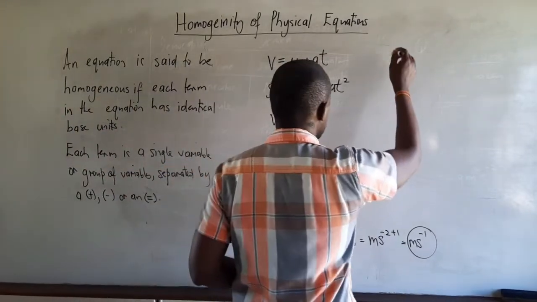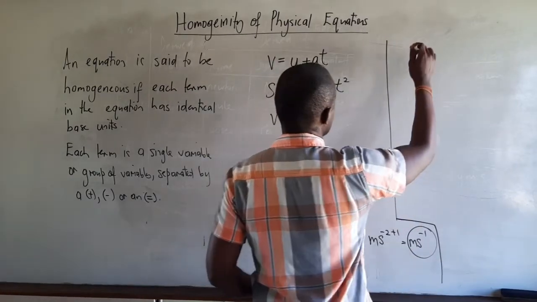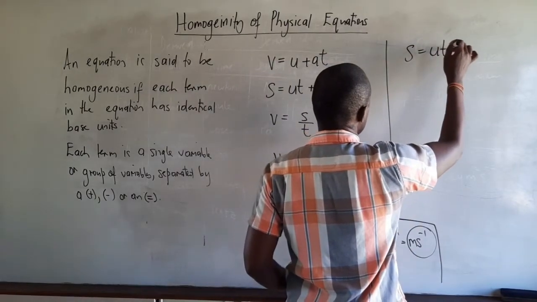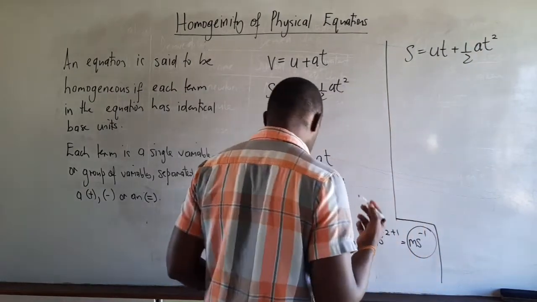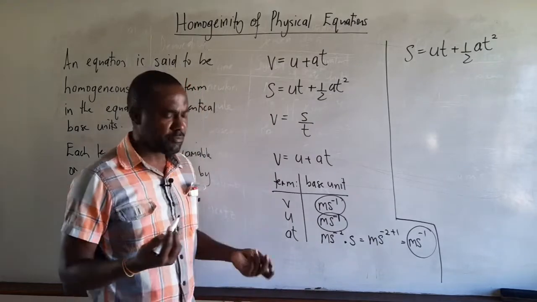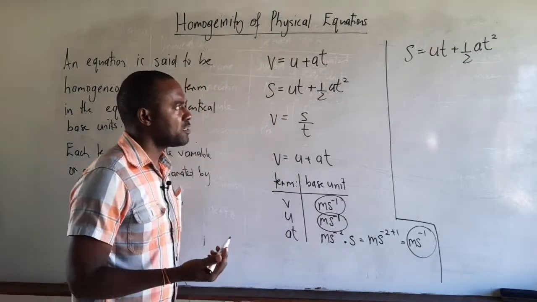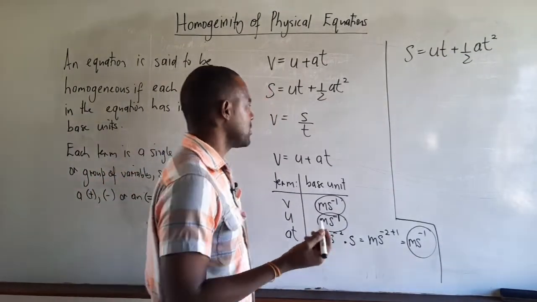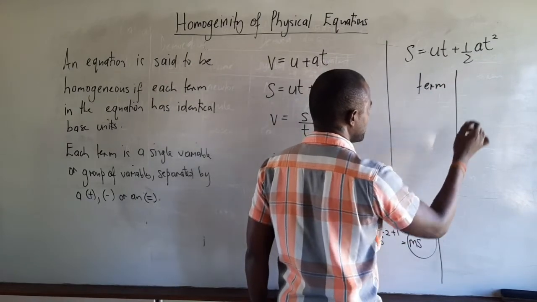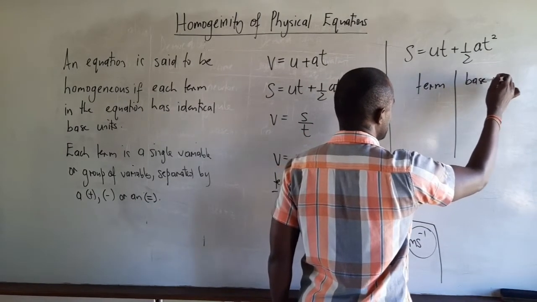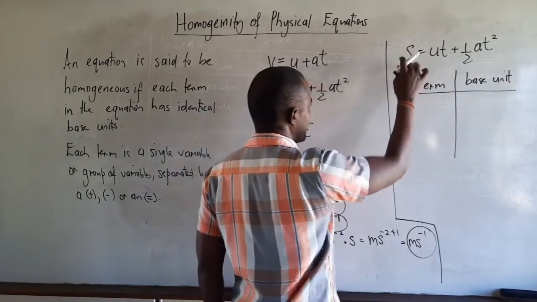So, we started by writing down the equation. So, we have s equals ut plus a half at squared. Similar to the first equation, this equation also has three terms. So we begin by identifying the terms and then expressing each term in terms of its base unit equivalent. So we could put the term, and on the other side, put the base unit. So the first term is s.